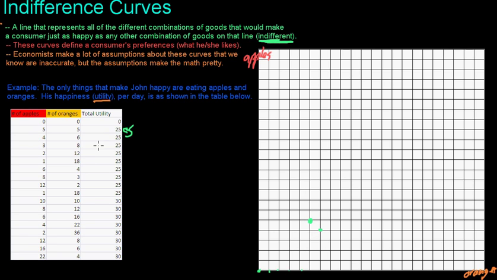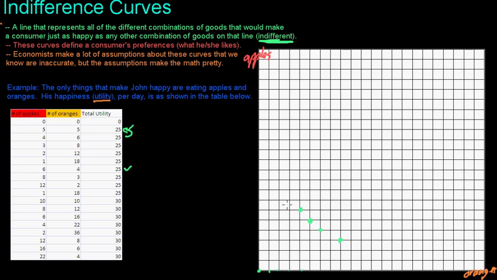Okay, so we have 4 apples, so we're going down 1 and going right 1. And then just to speed this up a little bit, we're also going to do this one, which is 6 apples and 4 oranges. So 4 oranges and 6 apples is right here. All of these points are on the same indifference curve because John is just as happy eating any of these.